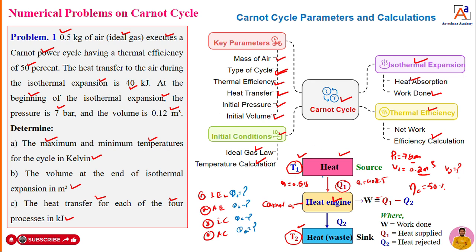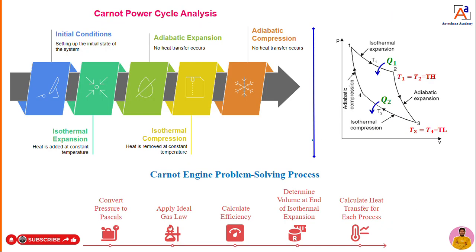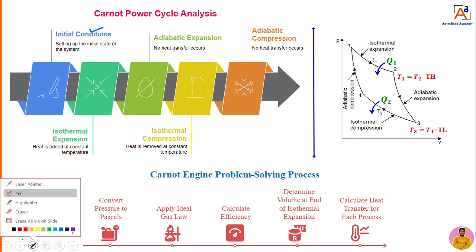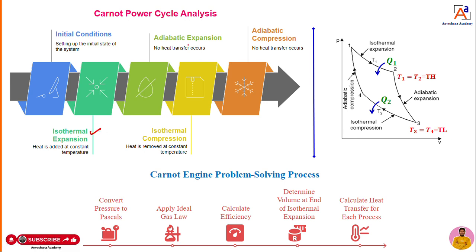So now, dear students, based upon the given data, we analyzed the problem and we understood what we need to calculate. Okay, so now I will move towards the next step. Dear students, as he is telling, there are four processes. When it comes to the Carnot engine, you should be familiar with what the four processes are: isothermal expansion, adiabatic expansion, isothermal compression, adiabatic compression.